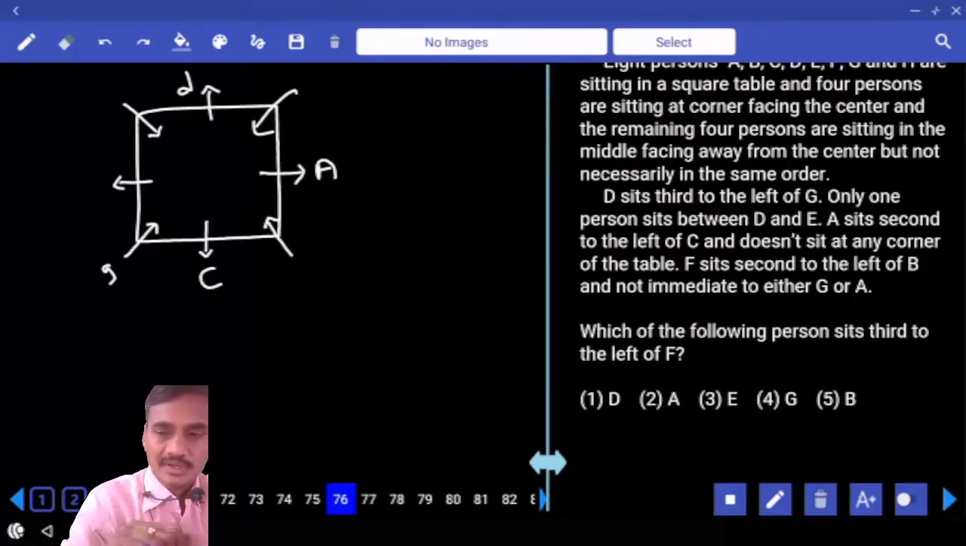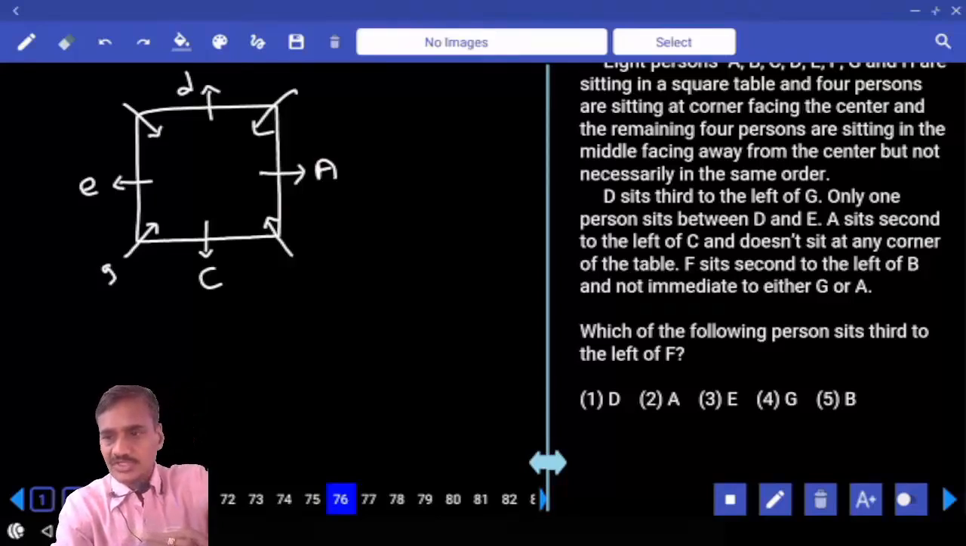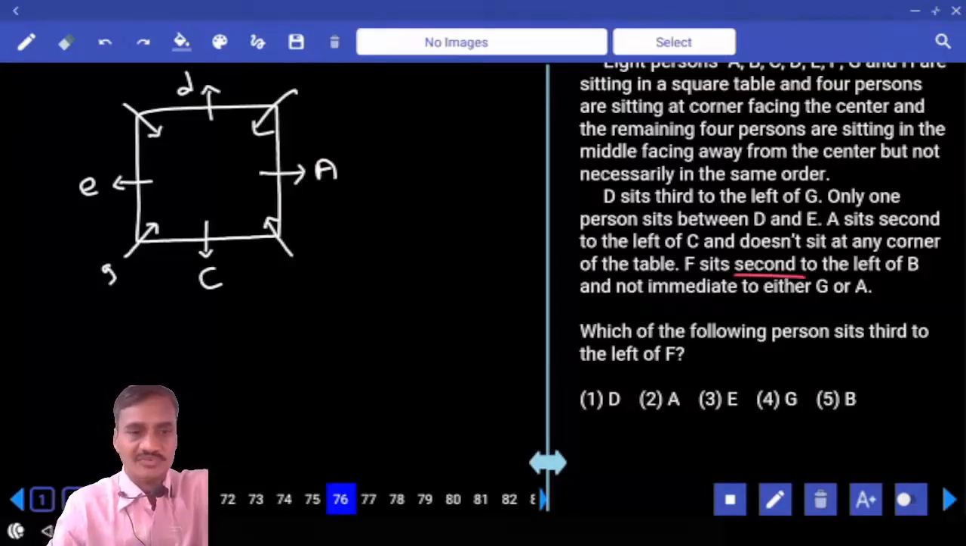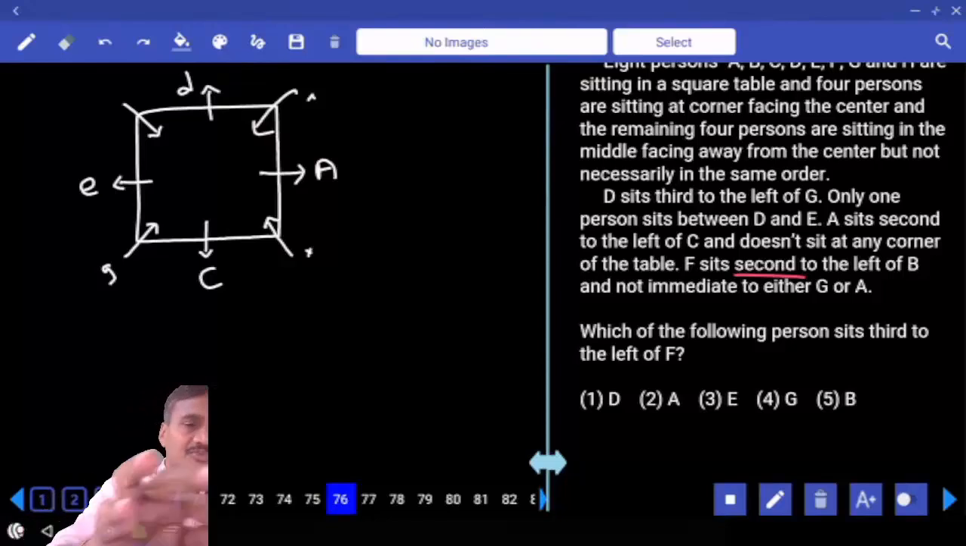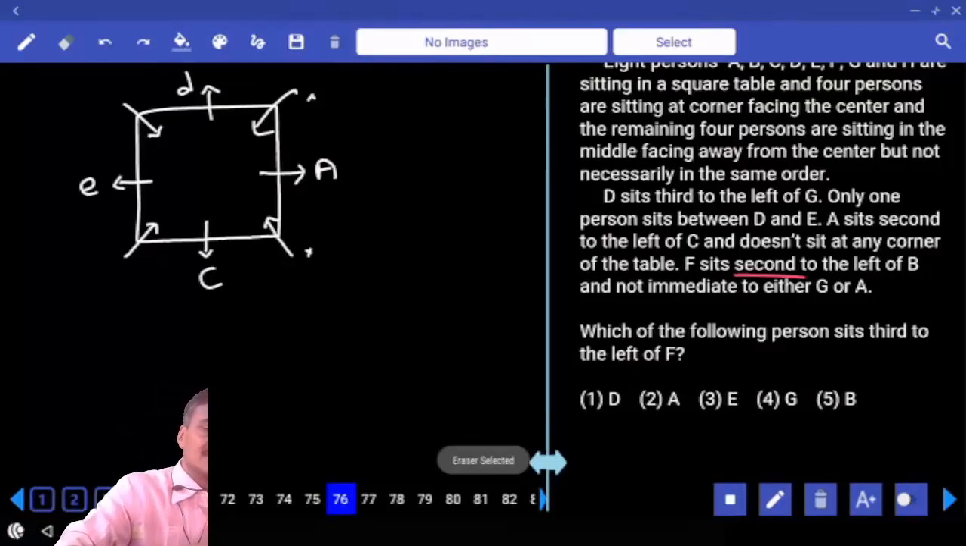Now G is here, this is just a possibility. D sits out to the left of G and only one person between D and E, so E is here. If D and E are here, then what is the other thing we have? F sits second to the left of B and is not immediate to G or A. Now here in this case, obviously F must be here. Is it possible? Not possible, which implies that G cannot be at this place.